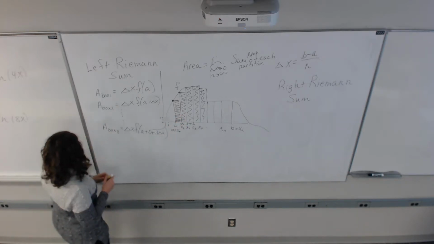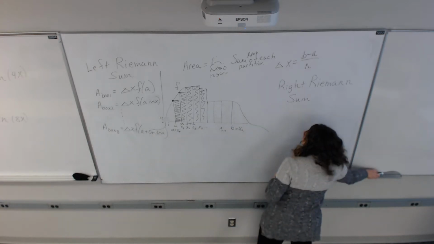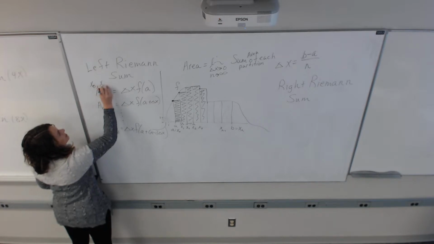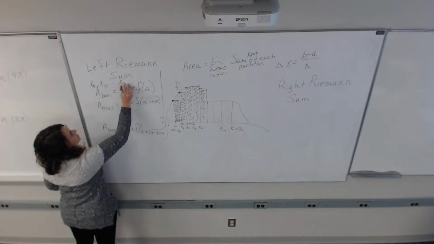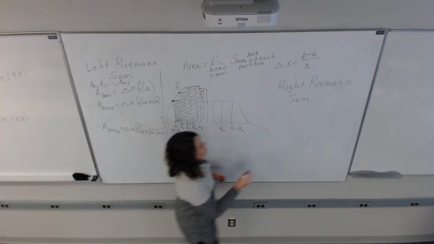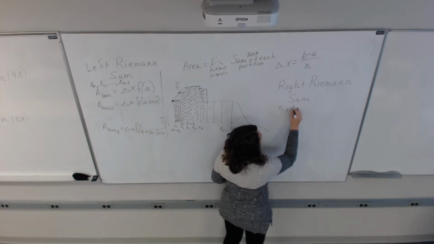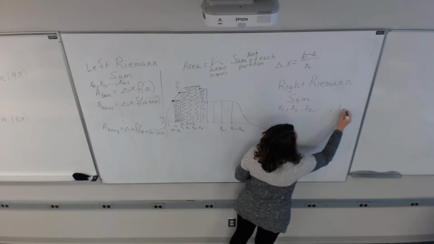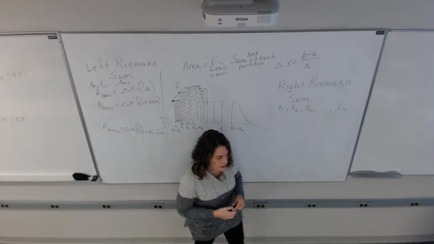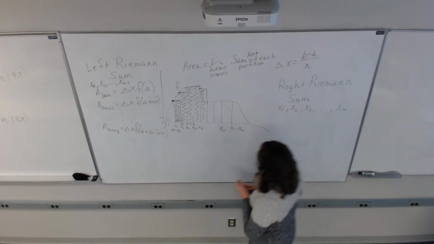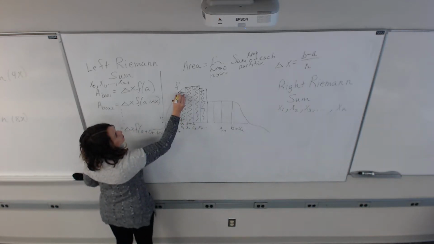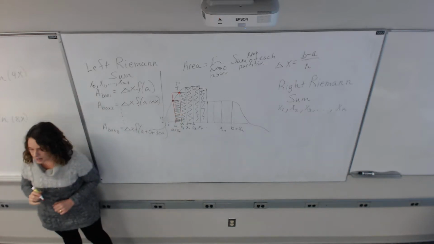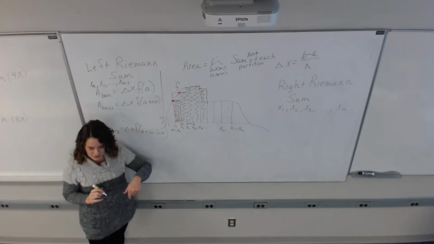So a left Riemann sum only uses x sub 0, x sub 1, all the way up to x sub n minus 1. But the right Riemann sum is only going to use x sub 1, x sub 2, x sub 3, and it does use x sub n. It uses B, as you might imagine, because you're going to use the right side to draw the box instead of the left side. Now the process is reversed.